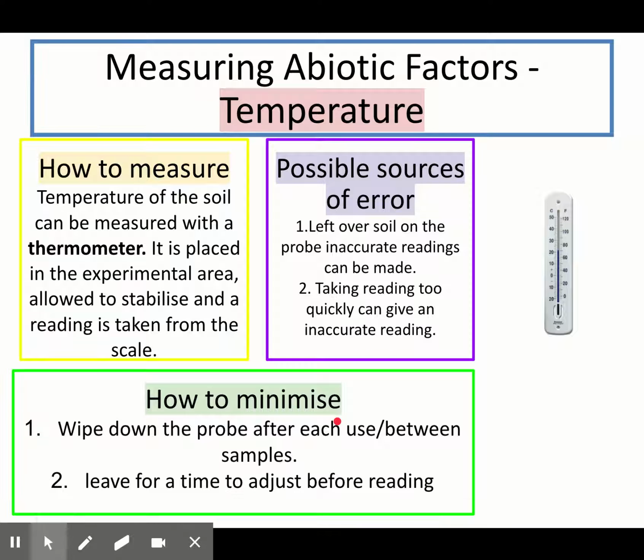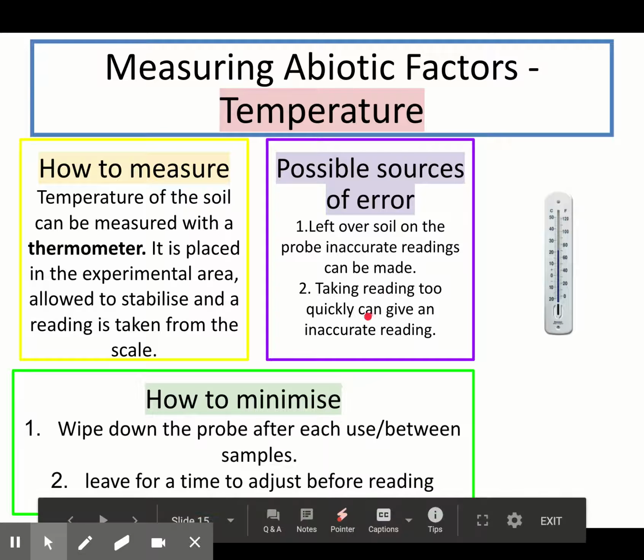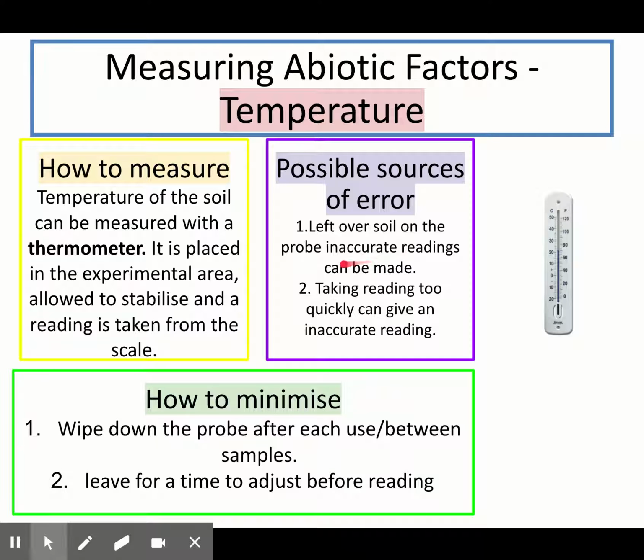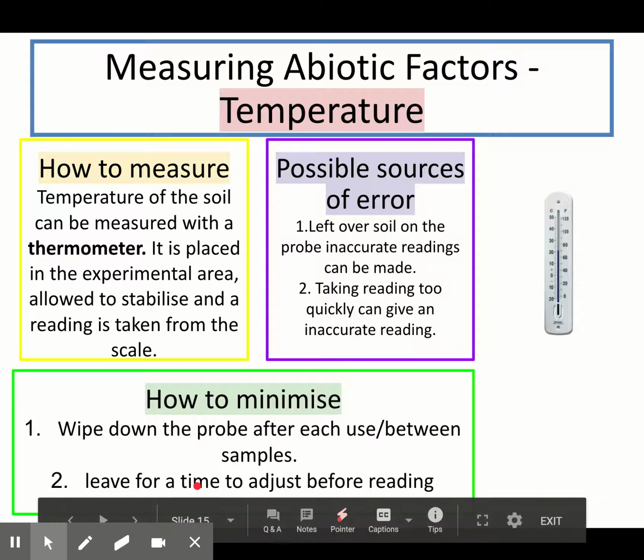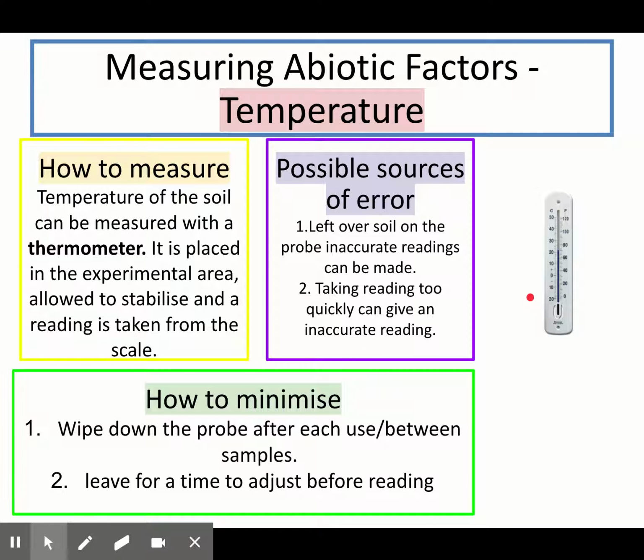Then you would get the right temperature reading. Another possible source of error is taking the reading too quickly, and again that can give an inaccurate reading. You want to keep saying inaccurate reading in your possible sources of error. This will happen because you're not giving it time to adjust. So the way to minimise it is to leave it for a time to adjust before taking the reading. Essentially put the thermometer into the soil, wait for a certain period of time, and then take the reading.